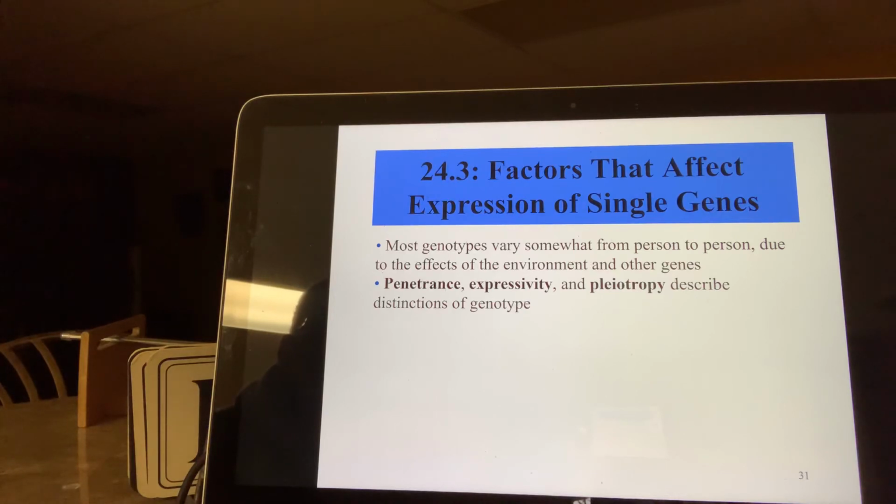There are certain factors that can affect the expression of genes. In other words, just having the genes doesn't necessarily mean they're going to be expressed. Certain terms, penetrance, expressivity, and pleiotropy, are basically distinctions that apply to whether, if you have certain alleles, they are going to be expressed. And we'll talk a little bit more this hour and the next hour about that.